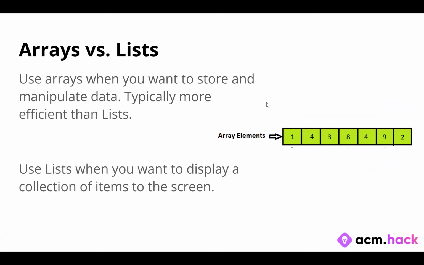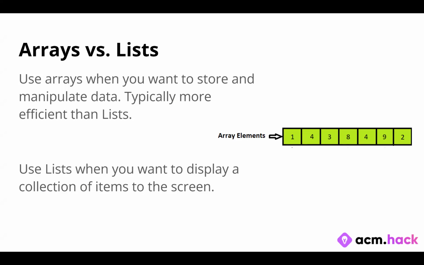So what is the difference between arrays and lists? You should use arrays when you want to store and manipulate data, like sorting. You would want to store that in an array to more efficiently change that data. And it's actually more efficient than lists because it's O(1) access, if you know what that is: you can directly access an element in an array. It would be less efficient from a list.